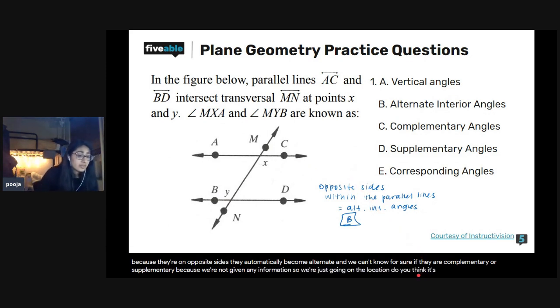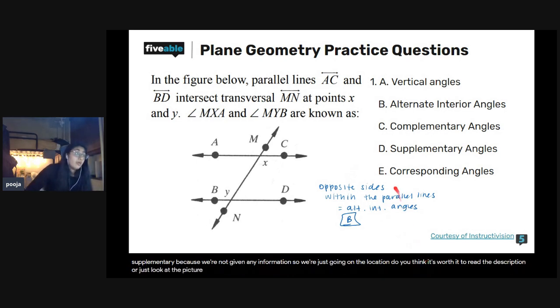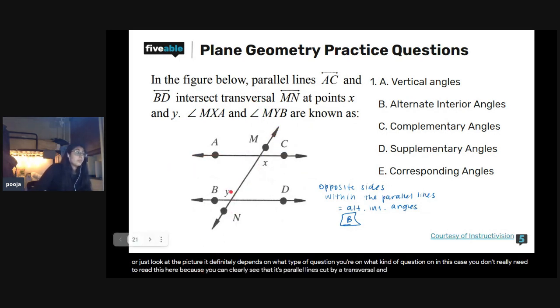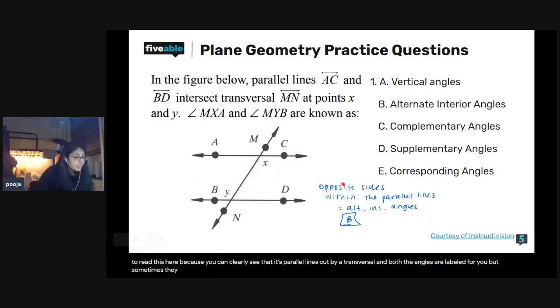Do you think it's worth it to read the description or just look at the picture? It definitely depends on what kind of question you're on. In this case, you don't really need to read this here because you can clearly see that it's parallel lines cut by a transversal, and both the angles are labeled for you. But sometimes they won't be labeled.